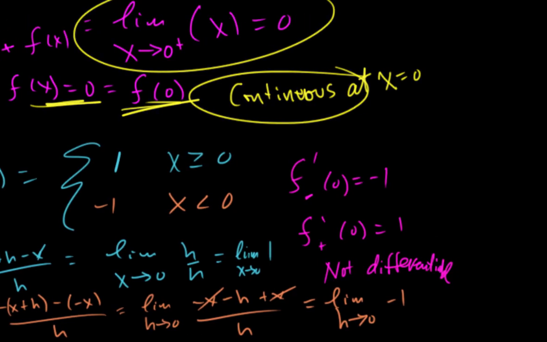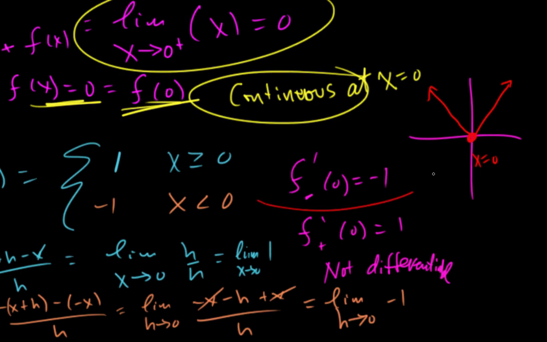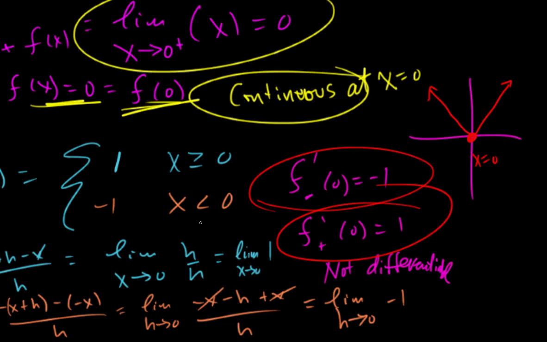So, just to recap, for an absolute value function that looks like this, it is continuous, but it is not differentiable. So at this point, x equals 0, it is continuous. There's no break, jump, removable discontinuity, none of that. But it is not differentiable because the left derivative and the right derivative are not the same at 0.